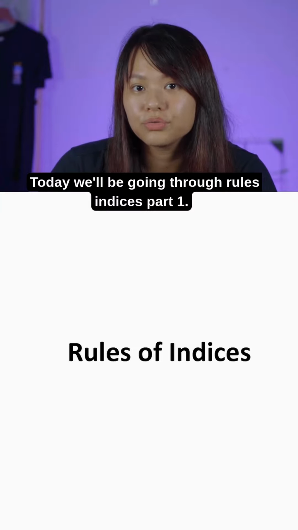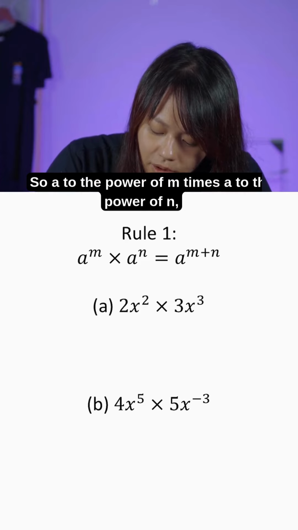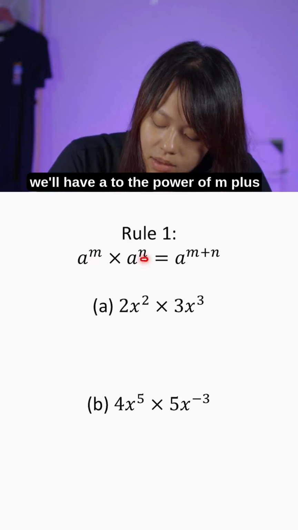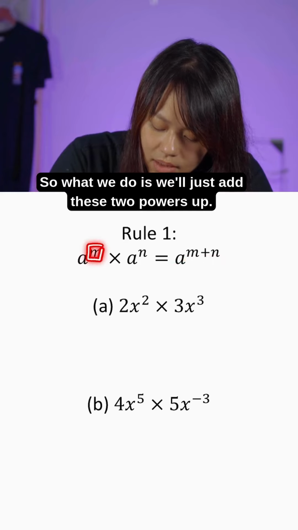Today we'll be going through rules of indices part 1. So now let's look at rule 1. a to the power of m times a to the power of n will give us a to the power of m plus n. So what we do is we just add these two powers up.